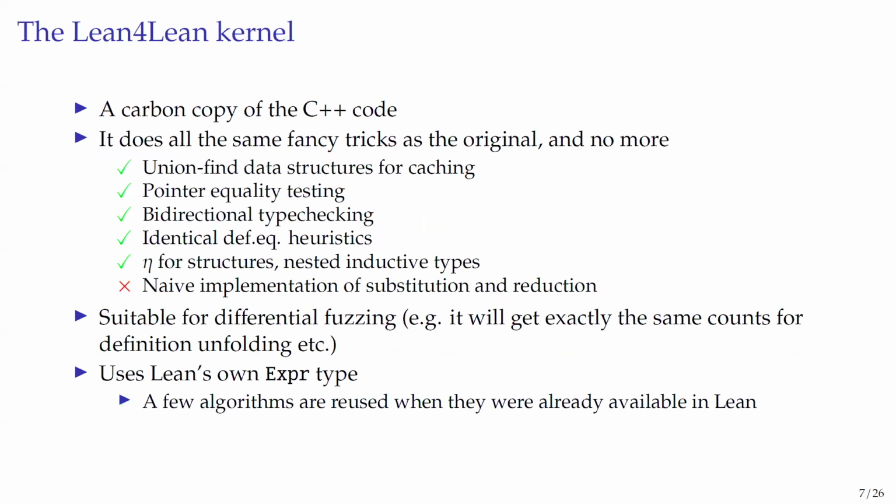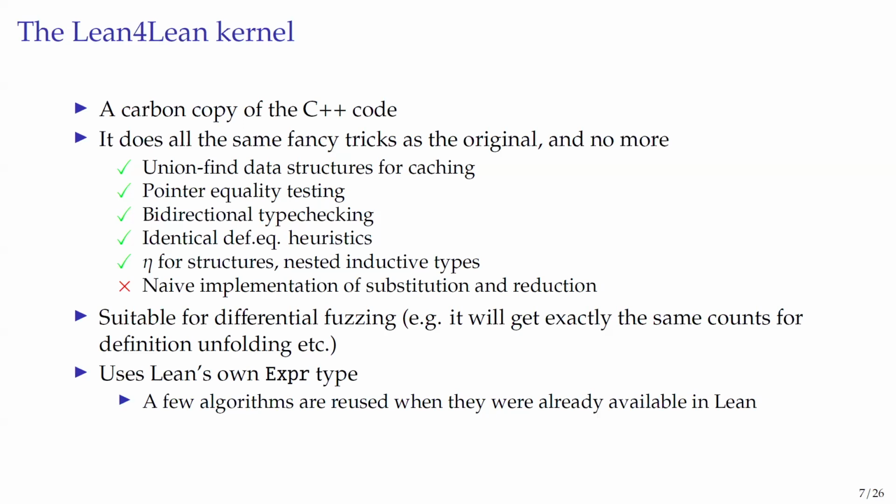All right, so the Lean4Lean kernel is basically a carbon copy of the C++ code. It does all the same fancy tricks as the original and all of the same stupid tricks as the original. So it uses a union-find data structure for caching. It's got pointer equality testing. It's got bidirectional type checking. It uses identical definitional equality heuristics. It has eta for structures. It has nested inductive types. It has a naive implementation of substitution and reduction, just like the original.